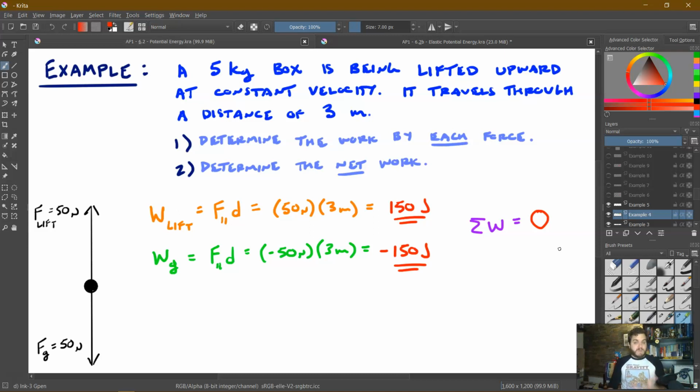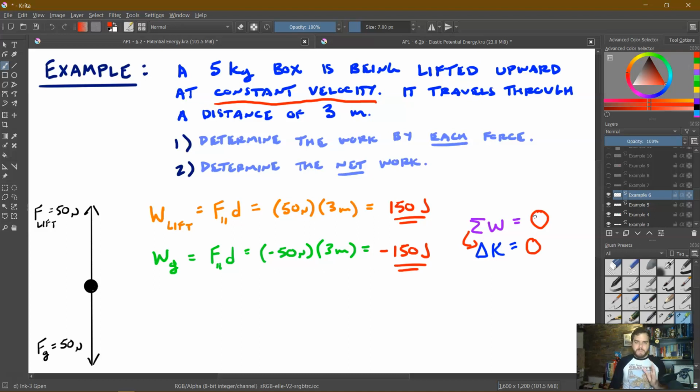So we see that if the net work is 0, the change in kinetic energy should be 0, but that makes sense because this is going at a constant velocity. So the box is not speeding up or slowing down, it's going at the same rate. So its kinetic energy isn't changing. Well, is there a different type of energy that is changing?